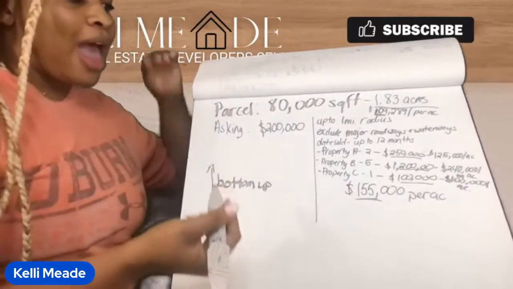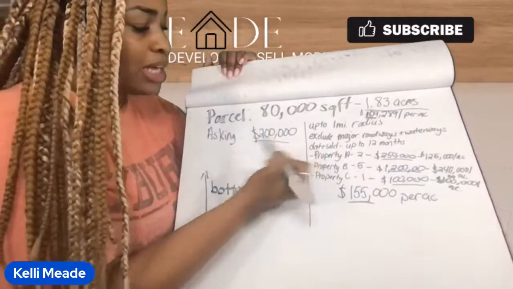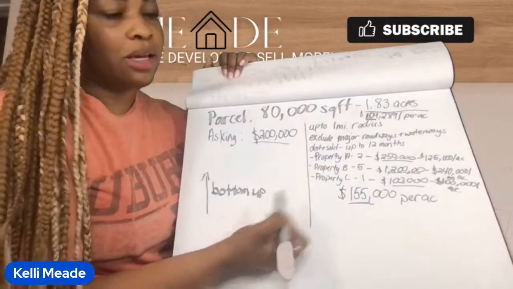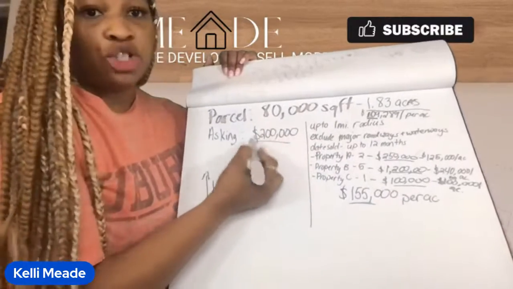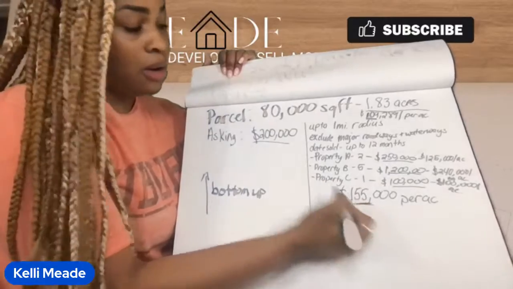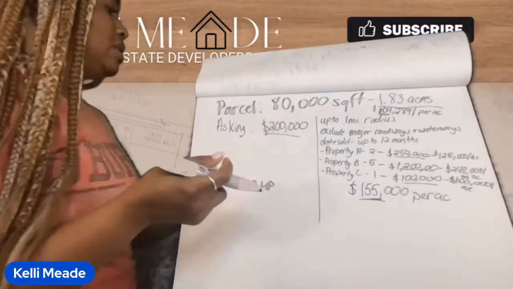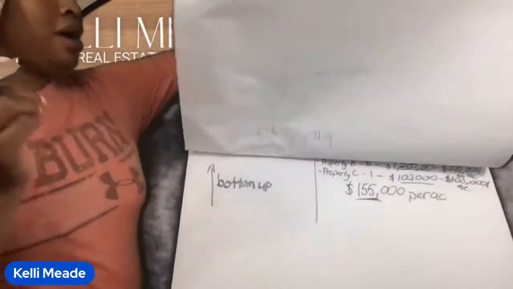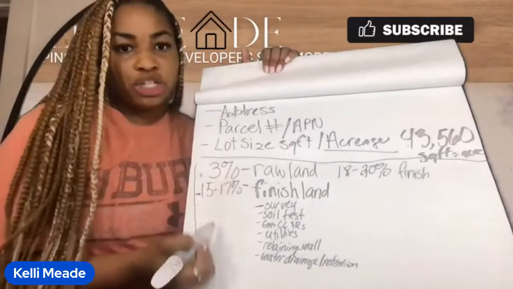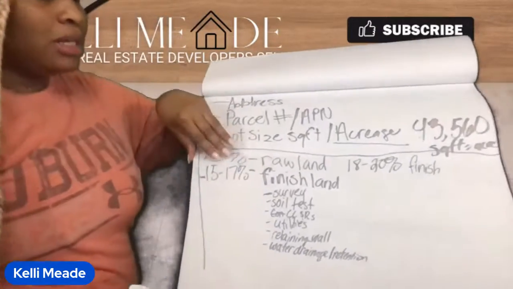And so with that, basically you would either accept their offer of 200,000, but that gives you some negotiating room. That lets you know that you have a deal here, right? But you want to make sure that it's still in line with this cost here. So that's the bottom up approach.